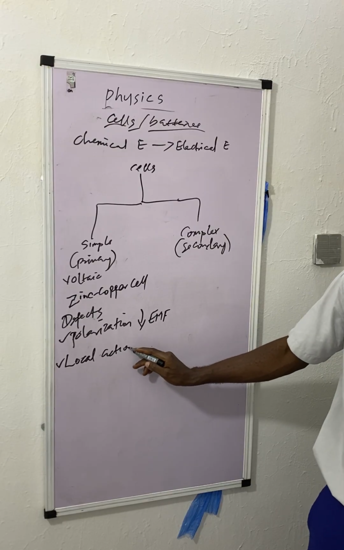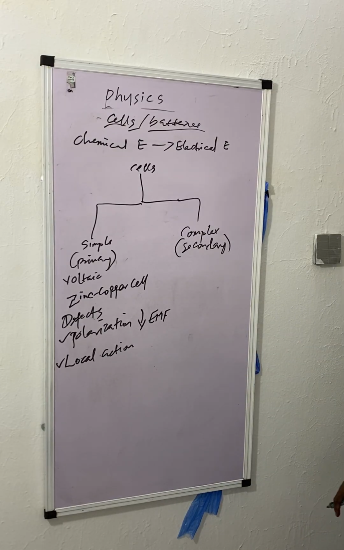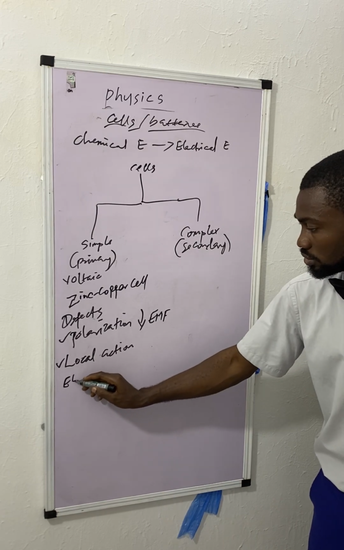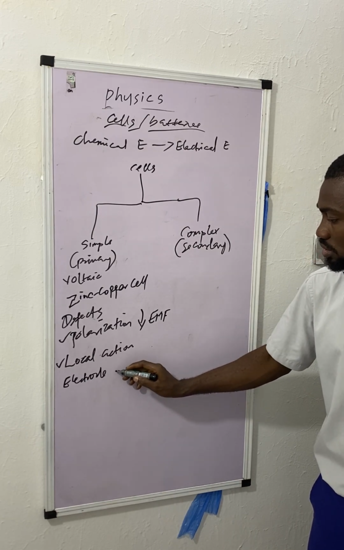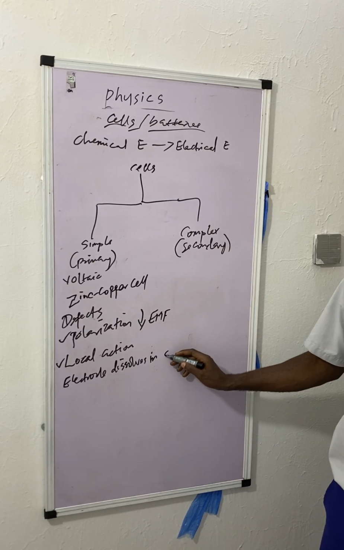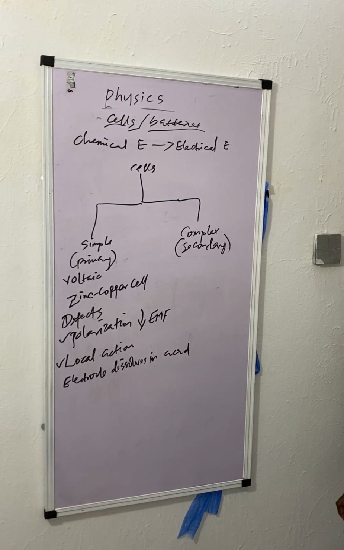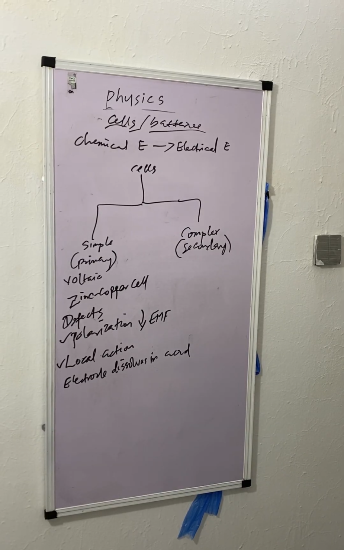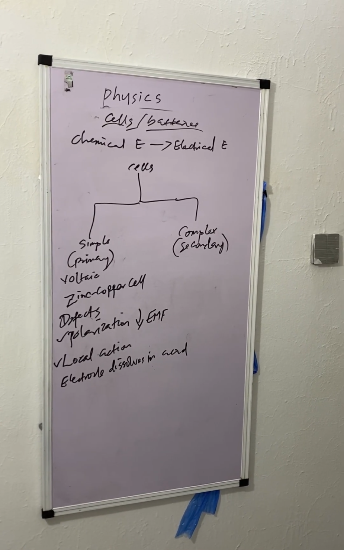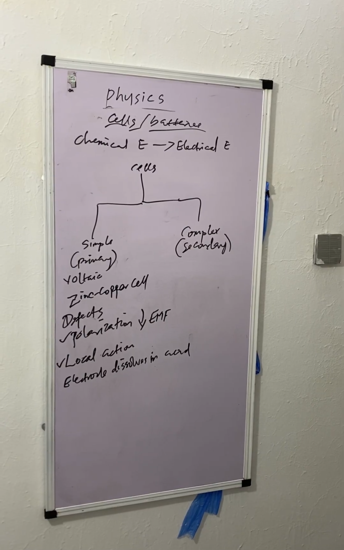Another defect is local action. What is local action? It is when the zinc electrode starts dissolving in acid. In this case, zinc is the electrode used.